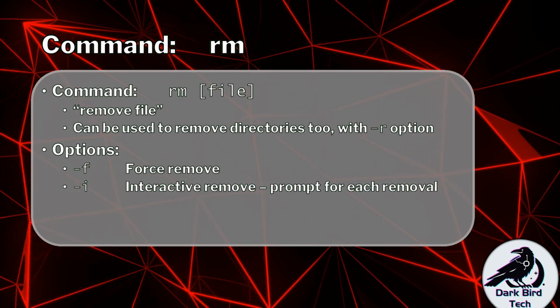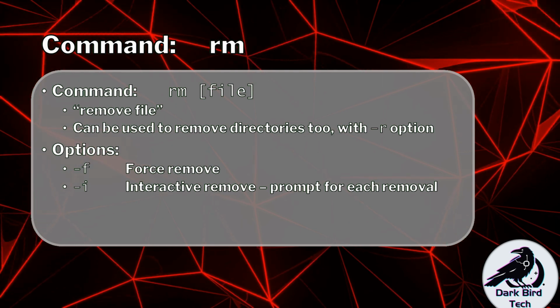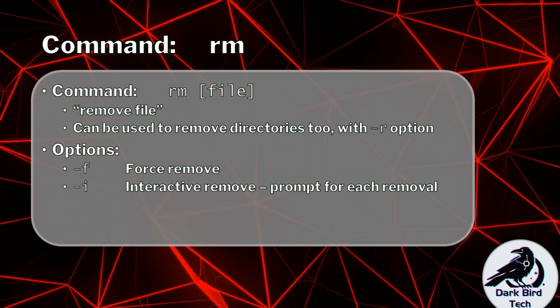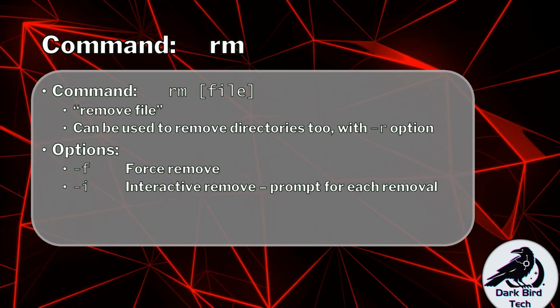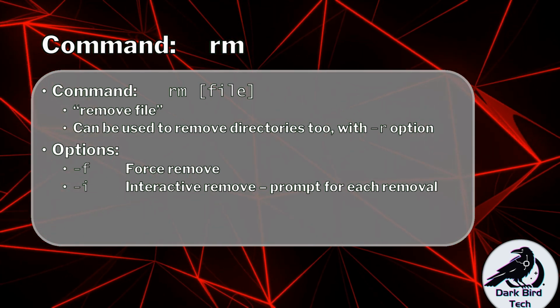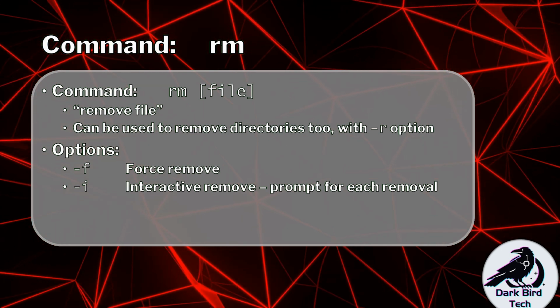Then you get the -i option to do an interactive removal. Now if you're going to remove a bunch of files and you want to be sure you're not going to remove the wrong ones by accident, you can use -i, and then it'll ask you for every one of the files: do you want to remove this file? Yes or no? And you press y for yes and enter, or n for no and you press enter.